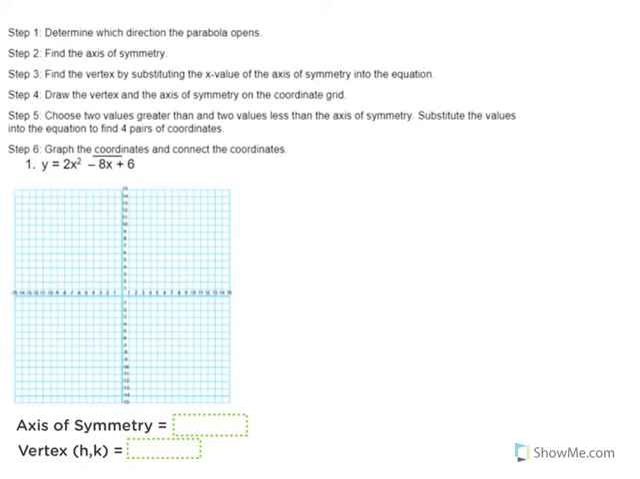So at this point, you may want to try to pause the video, try this on your own. I have the steps written here, but I've also got my equation here. And so the equation is 2x squared minus 8x plus 6. Step 1, determine if it's going to open upward or downward. We've got a positive a value, it's a positive 2, so we know that it's going to open upward.